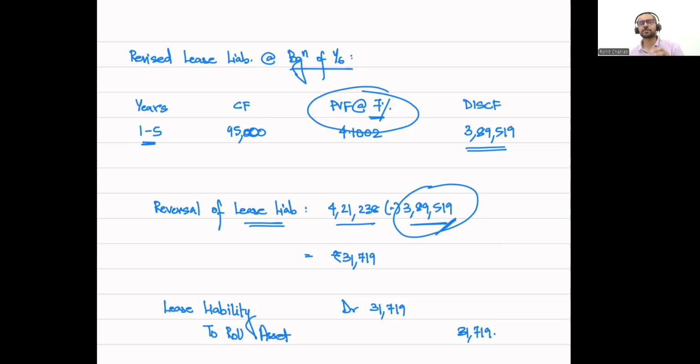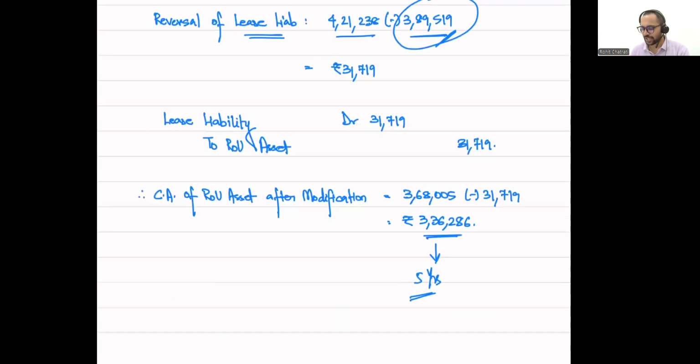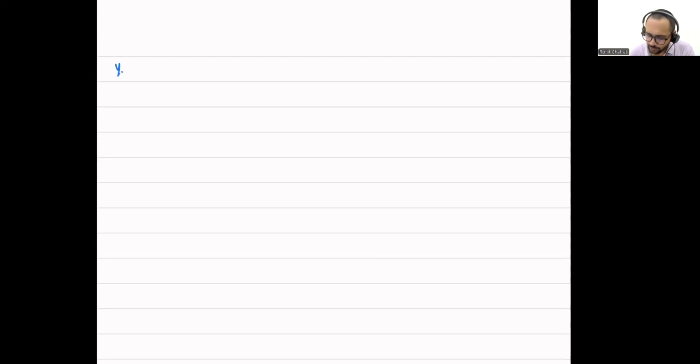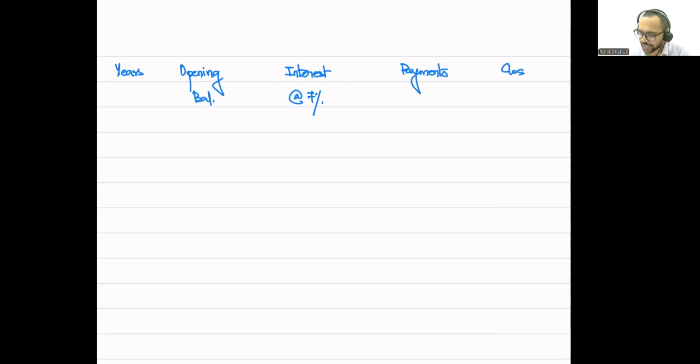All right. For the sake of simplicity, although the question did not ask, for the sake of communication, I will prepare the lease liability schedule from year 6 to year 10. I have years. I have an opening balance. I will have interest, and like I mentioned, interest is going to be calculated at 7% this time. I then have payments. And remember, the payments are no longer going to be 1 lakh, they're going to be equal to 95,000, which is the revised payment schedule. All right, and then I have the closing balance.